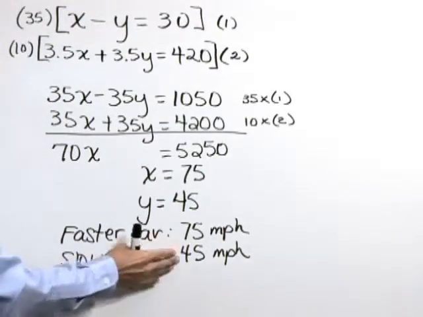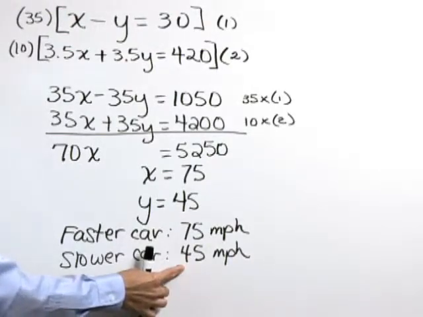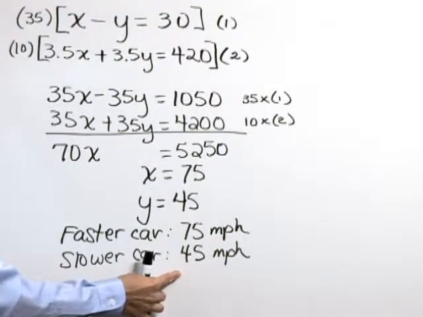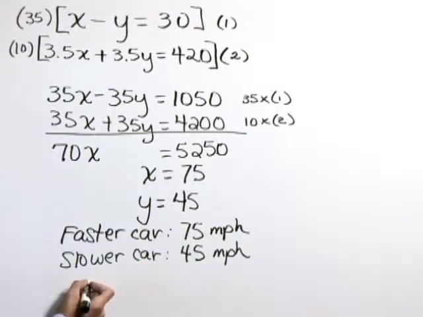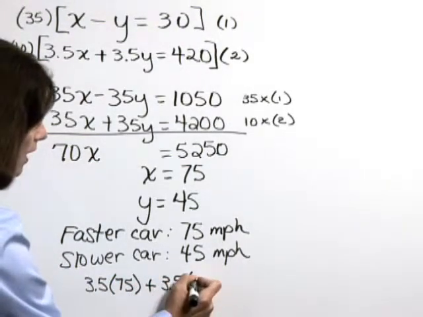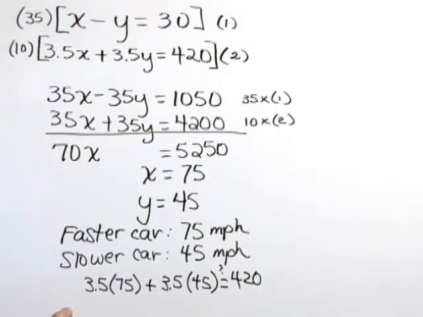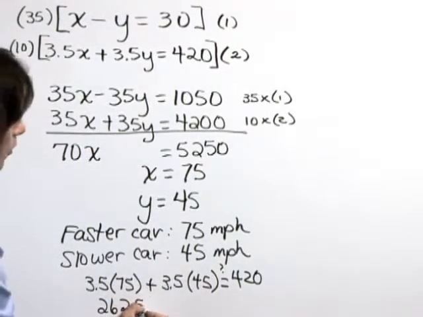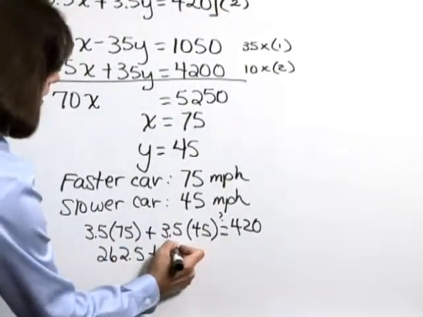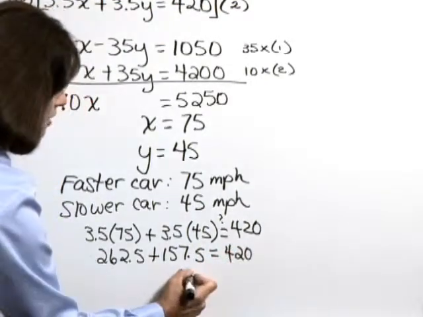As a last step, let's go ahead and quickly check these values. Notice number 1 that, yes, the difference is indeed 30. That satisfies equation number 1. And equation number 2 is 3.5 times x, 75, plus 3.5 times y, 45, indeed equal to 420? Well, multiplying here, we get 262.5 plus 157.5, and those do indeed sum to 420.